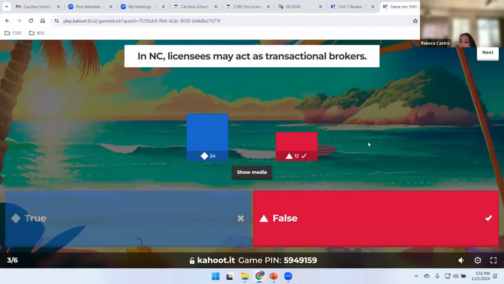What's the definition of a transactional broker? It's a broker that facilitates the transaction. That's their whole purpose, they're all about getting the transaction from point A to point B. So you're facilitating it, or aiding in the transaction, not the people, because nobody is your client. Isn't that the one that's prohibited or illegal? It is. That's why this is false. In North Carolina, we cannot act as facilitators, transactional brokers, also known as facilitator brokers. Other questions on this one?